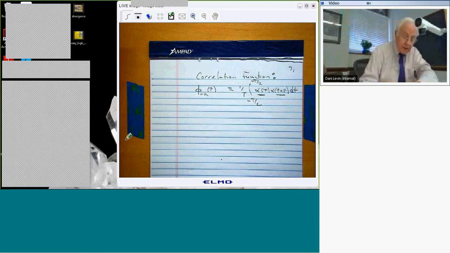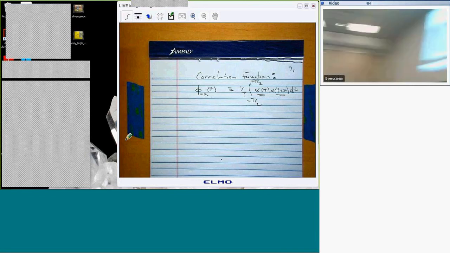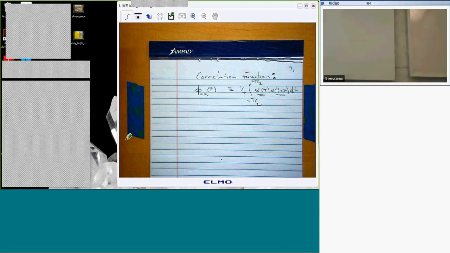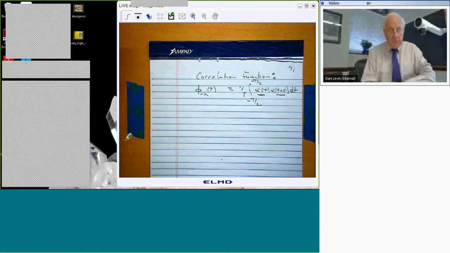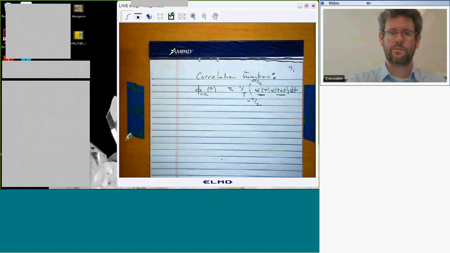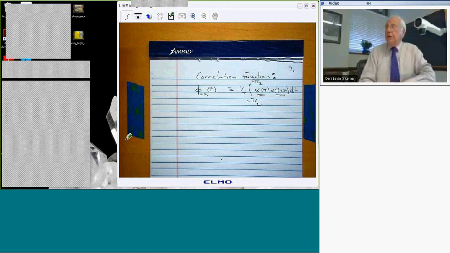Now, why do we go to the trouble of defining the correlation function this way? Well, one reason is it's a way to test to see if our function really is random or not. But there's another reason, and that is it turns out the relationship between the input alpha naught and the output alpha in terms of the power spectrum, which is the Fourier transform of the correlation function, is much easier than the relationship between, say, the correlation functions themselves.